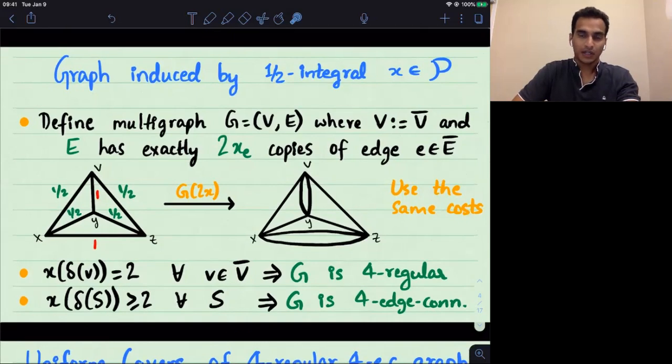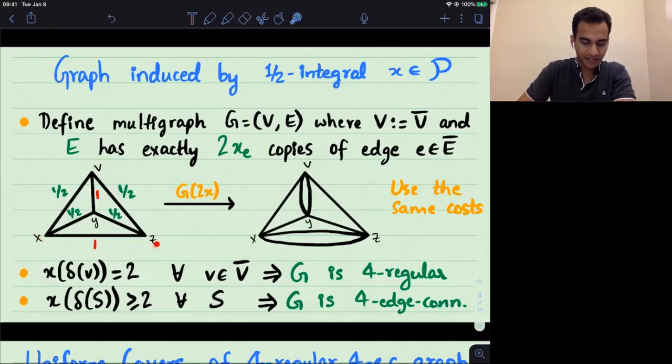To prove Theorem 1, we'll be reducing our problem to a different problem. And for this reduction to work, we'll be working with a different graph. We consider the graph induced by this half-integral solution x. Basically, G is just 2 times x. Intuitively, that's what it's trying to model. The vertex set for G is the same as V bar, and capital E has exactly 2 times x_e copies of each edge e.